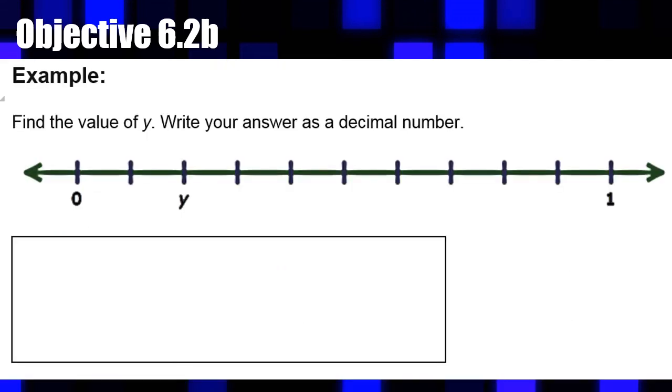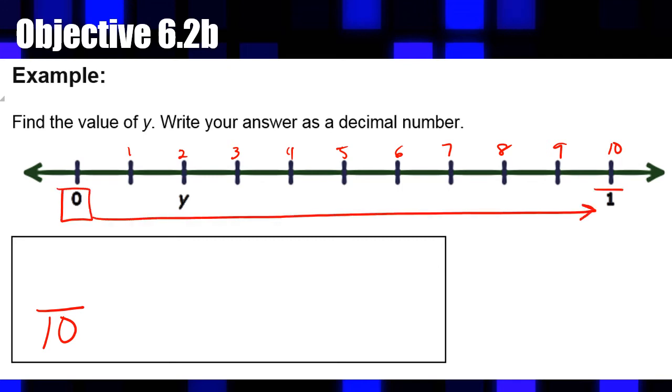And so here we're given a number line now, and it says find the value of y and write your answer in decimal form. So the way we can do this is the same as what we did with our fractions here. So let's go ahead and count up our lines. So this is 0. So we have 1, 2, 3, 4, 5, 6, 7, 8, 9, and 10. So we know that there are 10 total parts here, ranging from 0 all the way to 1. And so we've got to figure out where y is.